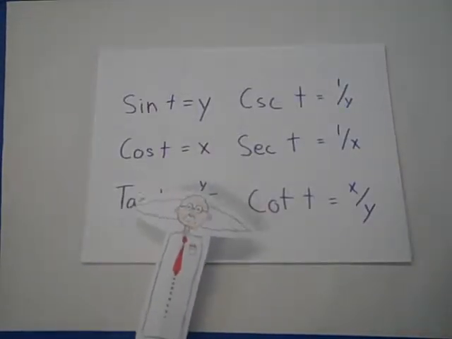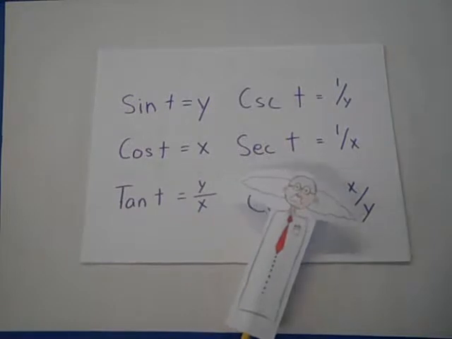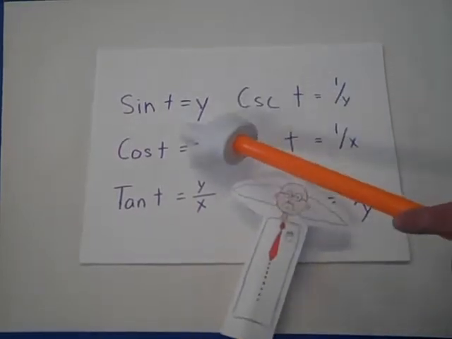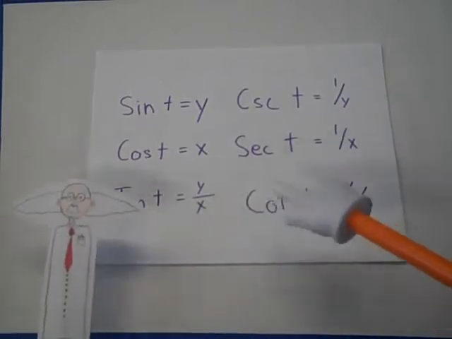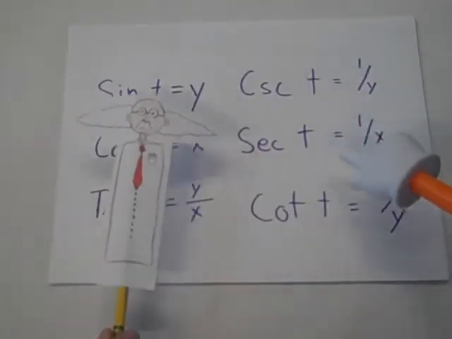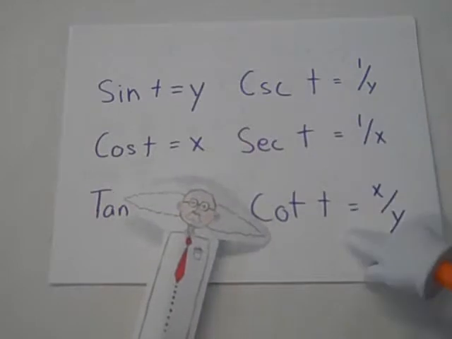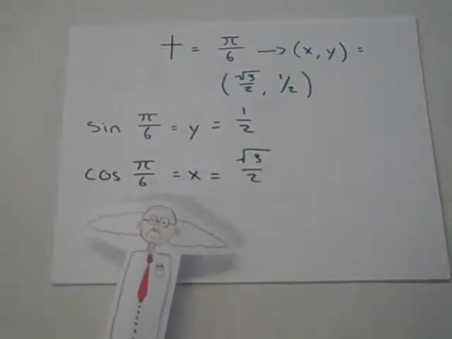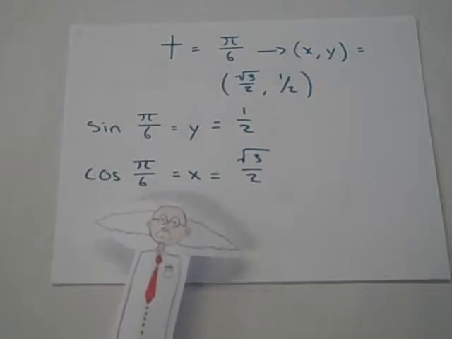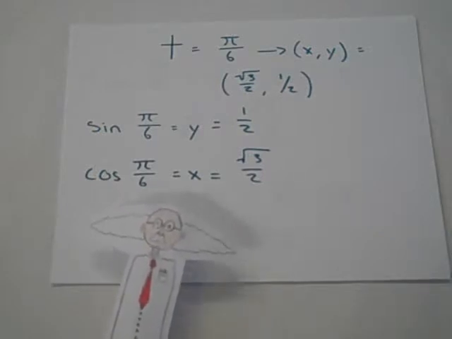These coordinates can be used to define the 6 trigonometric functions: sine t equals y, cosine t equals x, tangent t equals y over x, cosecant t equals 1 over y, secant t equals 1 over x, and cotangent t equals x over y. By using t as the real variable for the angle measure, we can find the value of the 6 trig functions.